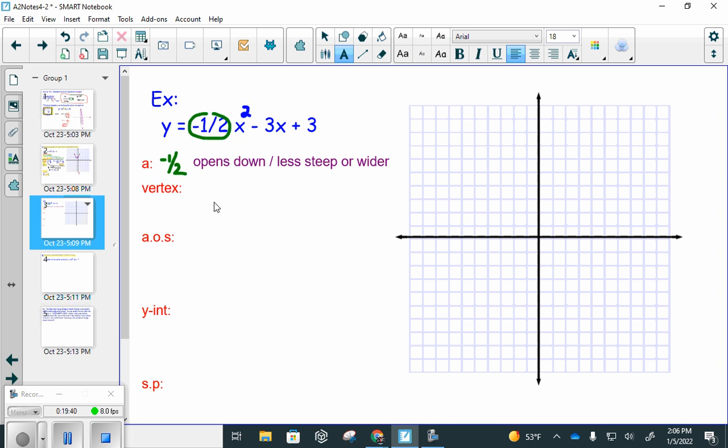Vertex. Well, I can't find the vertex just by looking at this because it's not in vertex form. So I'm going to go straight down here to my axis of symmetry. I'm going to have to use my formula.